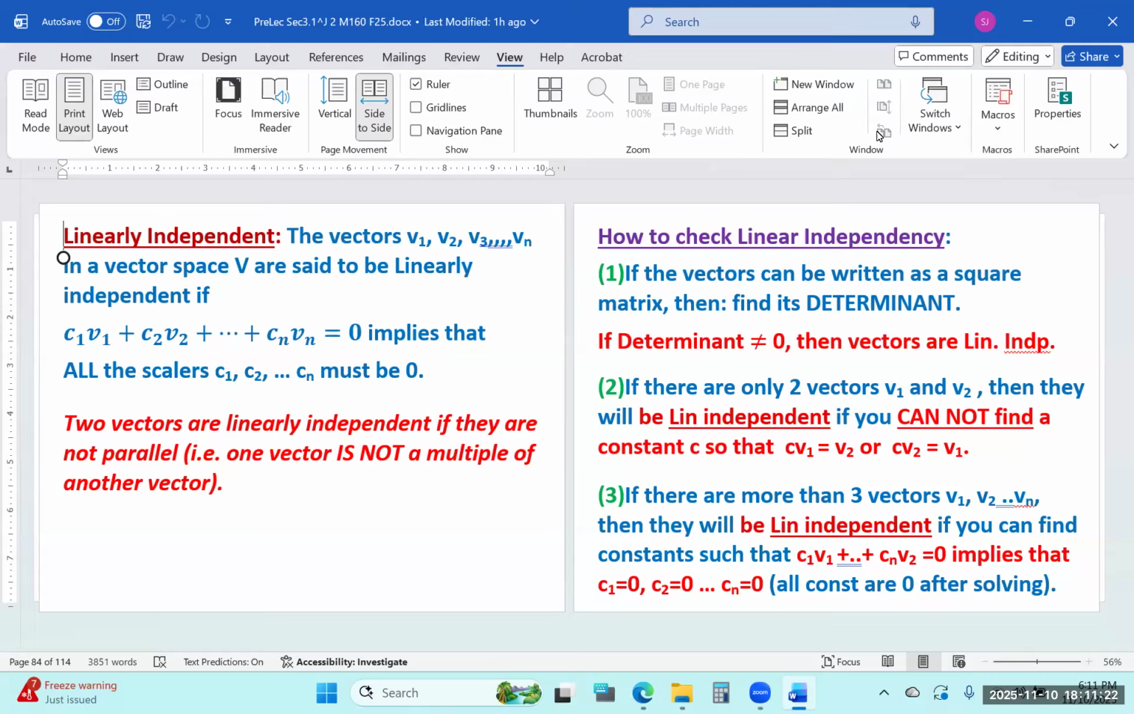And this is the most important thing for the rest. Spanning set depends on that. Basis depends on that. Dimension depends on that. So everything else depends on linear independence. If you understand linear independence well, that means you can do the next 3 things.